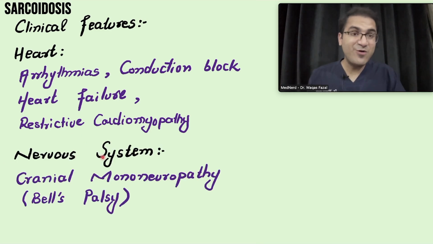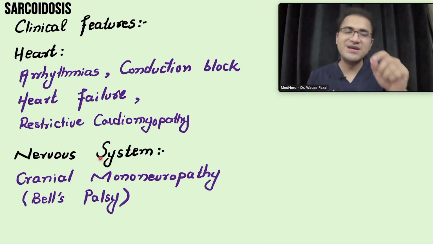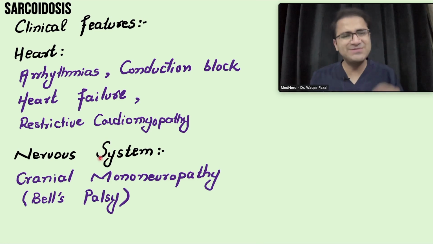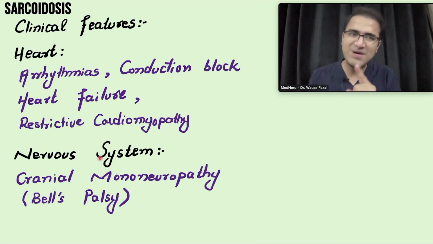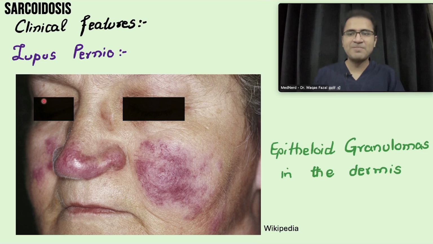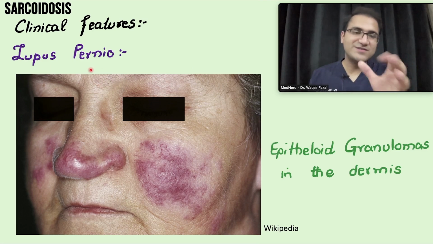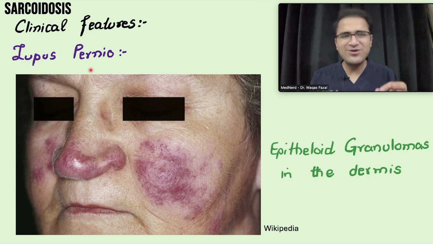The nervous system can be involved, and the most common complication of sarcoidosis in the nervous system is Bell's palsy or facial palsy. Remember, it will be asked many times in the MCQs as well: what is the nervous system manifestation of sarcoidosis? It's Bell's palsy. Lupus pernio is the pathognomonic feature of sarcoidosis. If you find lupus pernio, it is a pathognomonic feature of sarcoidosis.